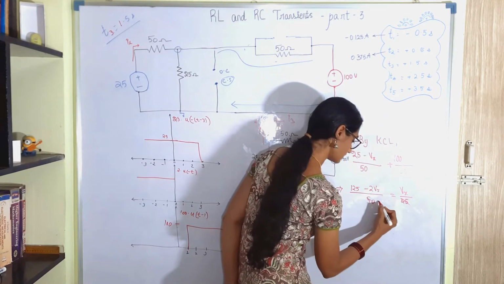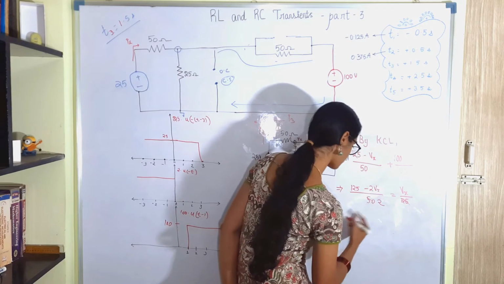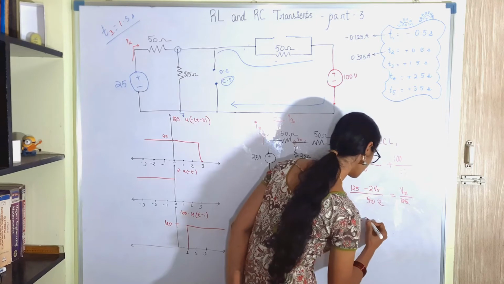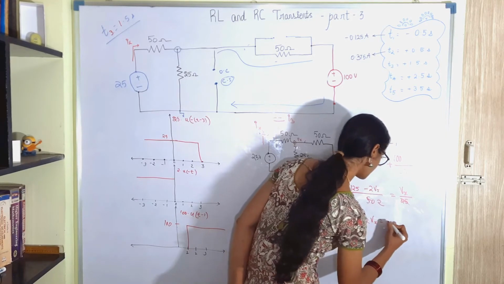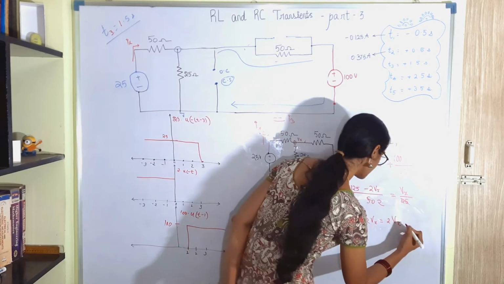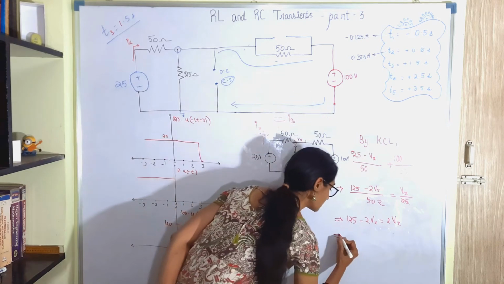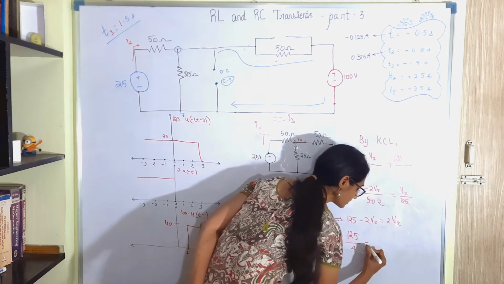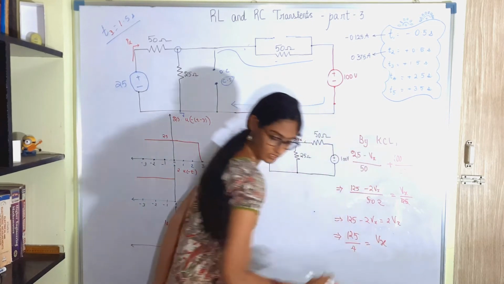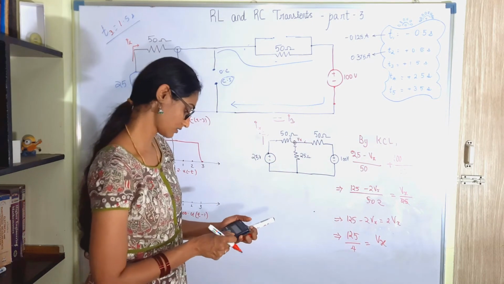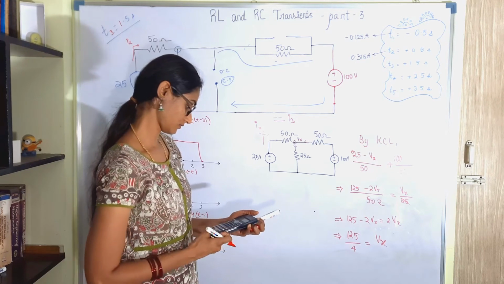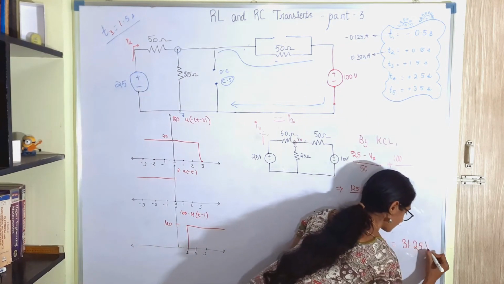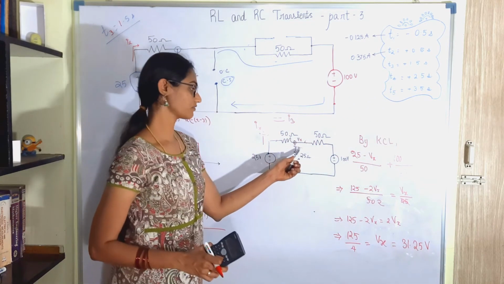I am just cancelling these terms here, and then cross multiplying the denominator. So I will get 125 minus 2Vx is equal to plus 2Vx. So what is the value of Vx? 125 divided by 4 is the value of Vx. Now we have found the value of Vx.